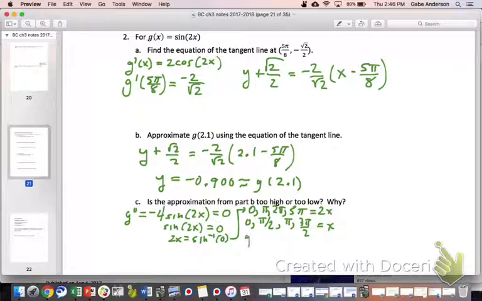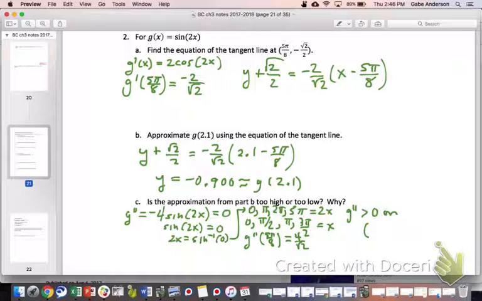So we could just go g double prime of, you know what, I'm just going to do 5 pi over 8. That'll tell us what we want to know. So that would be sine of 5 pi over 4, which would be negative 1 over root 2. So times negative 4 would be positive 4 over root 2. So a positive number. So then we can say that g double prime is positive on the interval from, let's see here.